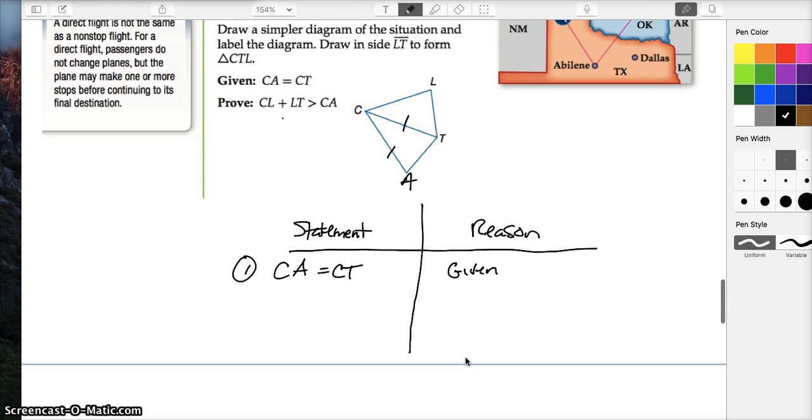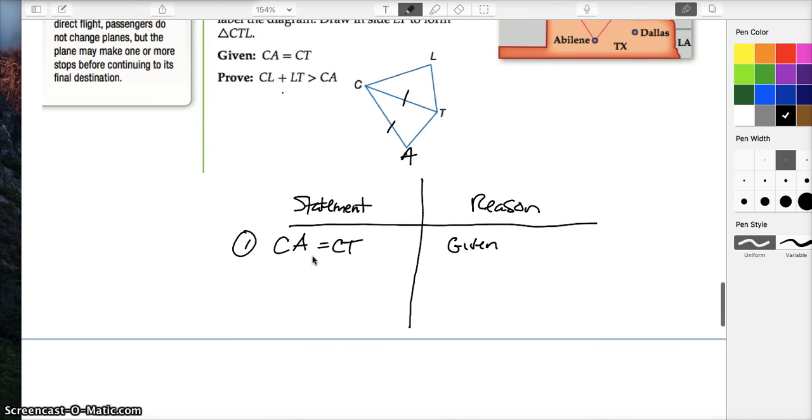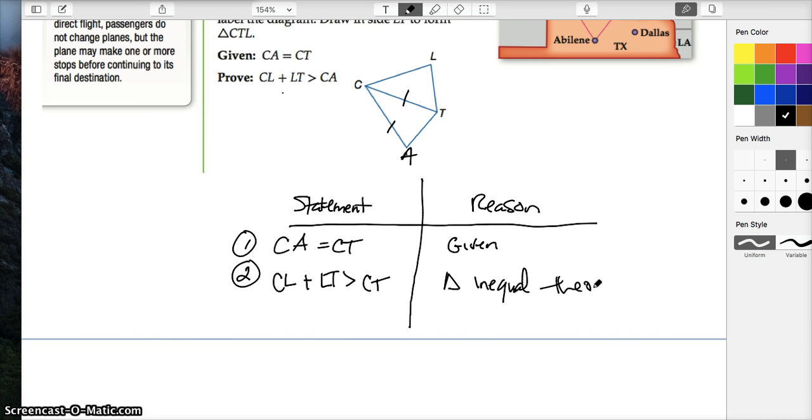As you know, you don't have to write down the first statement as the given, but I did, and that's fine. So basically what I'm going to do is utilize that CL plus LT must be greater than CT, and we remember that from the triangle inequality theorem. So CL plus LT is greater than CT, and that's from the triangle inequality theorem.